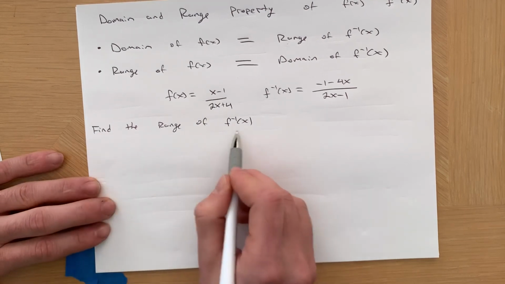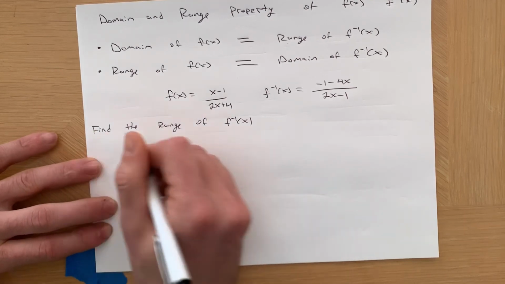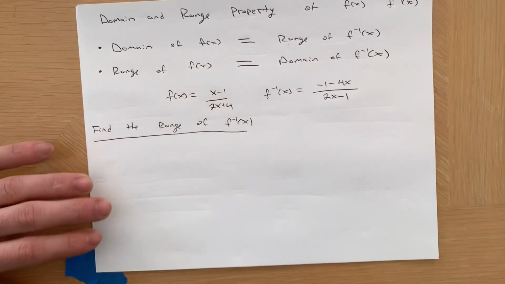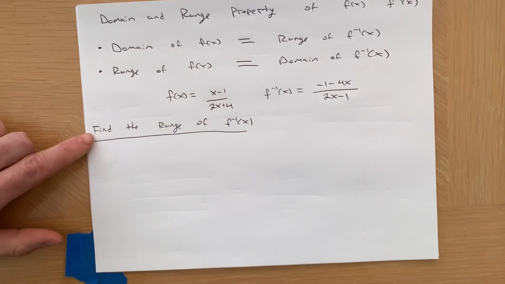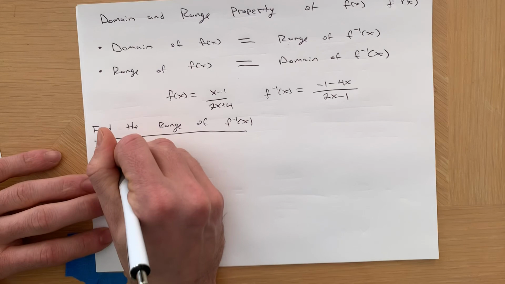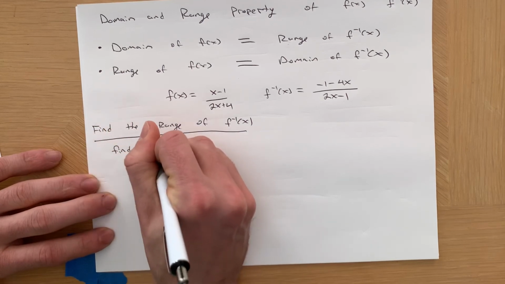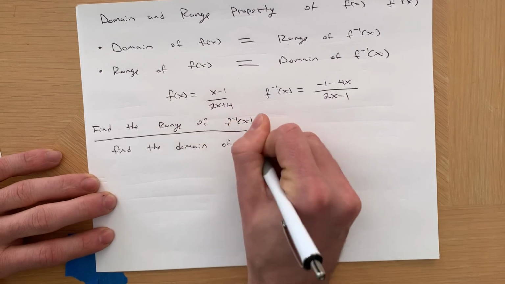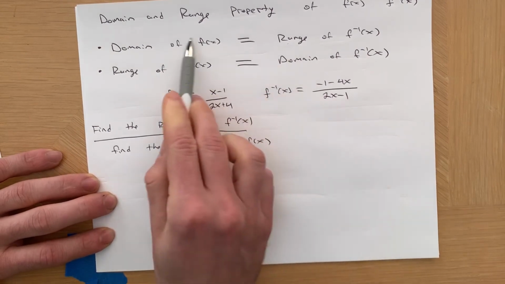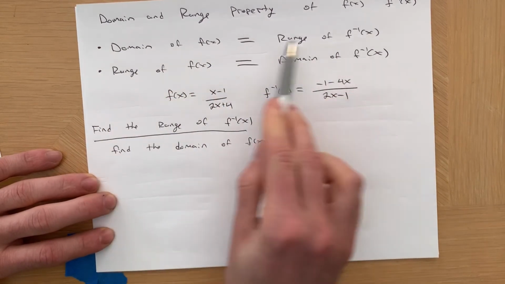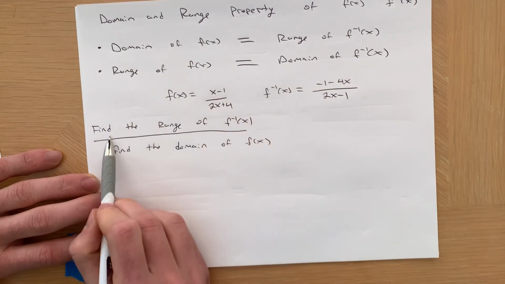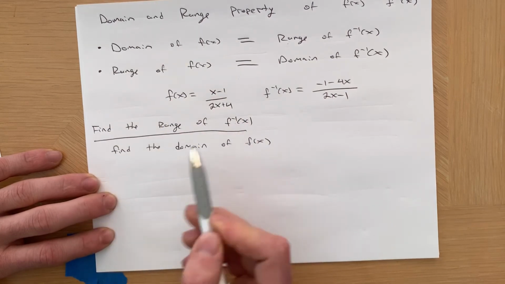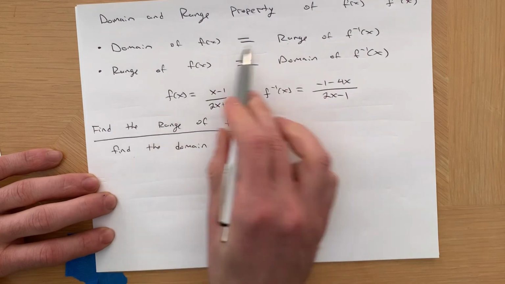So instead of finding the range of f inverse, which is what the problem wants us to do, what we're going to do is find the domain of f of x. Again, because we can use this relation up here. The range of f inverse of x is the same thing as the domain of f of x. So instead of finding the range of f inverse of x, we'll just find the domain of f of x. And those two things are going to be the same thing.